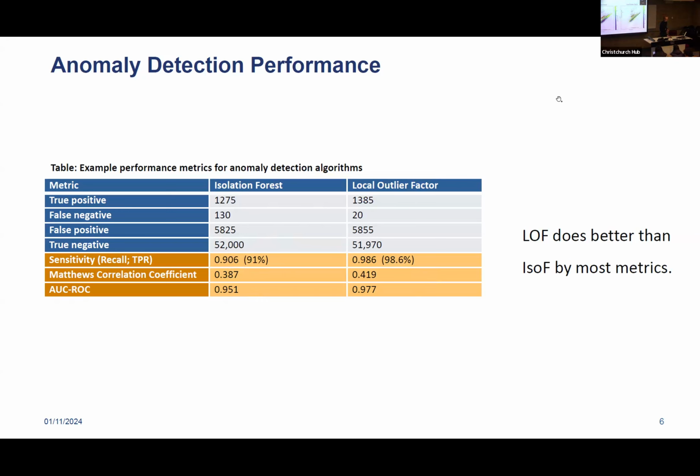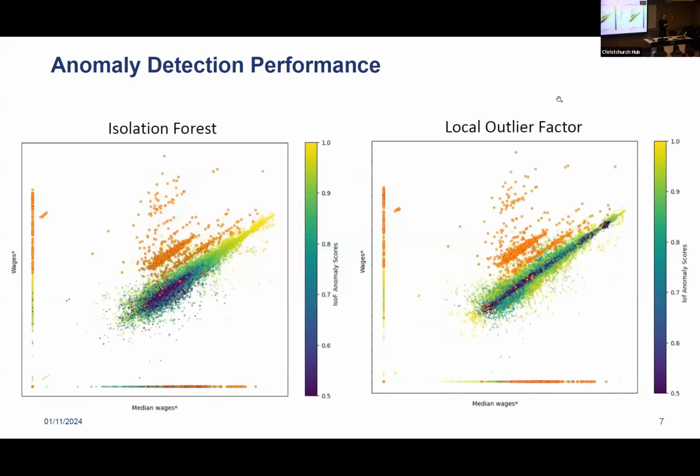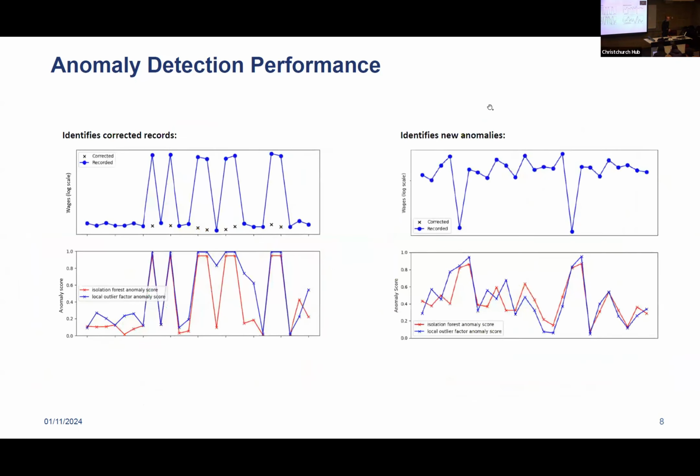So when we look at performance, we look at wages against median wages. We expect to see a diagonal line of a low anomaly score, which we see for the local outlier factor. Isolation forest, not quite so much. The red outlined dot points are the labeled anomalies. So we can see that all of them are getting high anomaly scores, which is good to see.